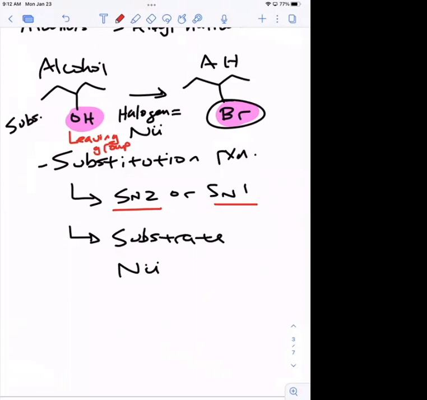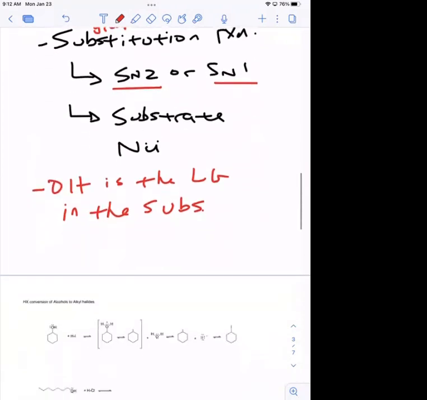Oh, okay. So the OH is the leaving group, or LG. I'm abbreviating that in the substitution. And basically the leaving group itself is going to control the rate of the reaction in this case. If it's a good leaving group, the reaction is going to be faster. If it's a bad leaving group, the reaction is going to be slower. So OH is actually a terrible leaving group.